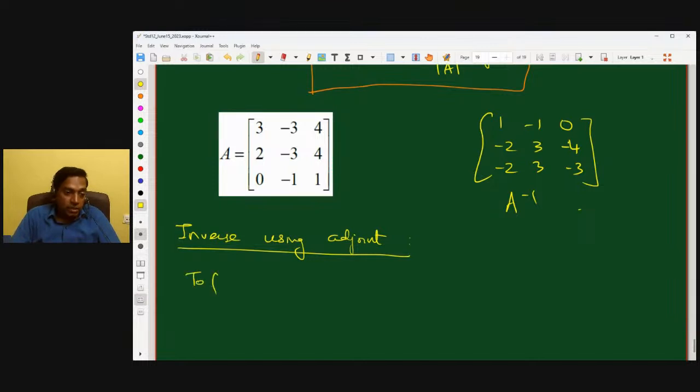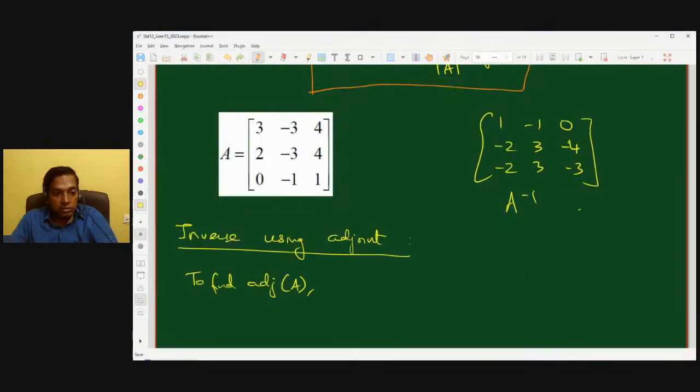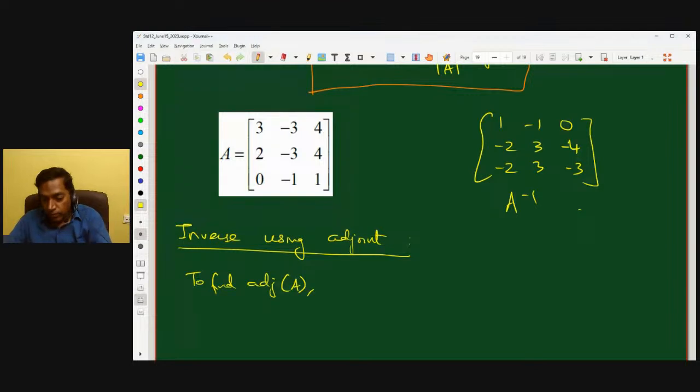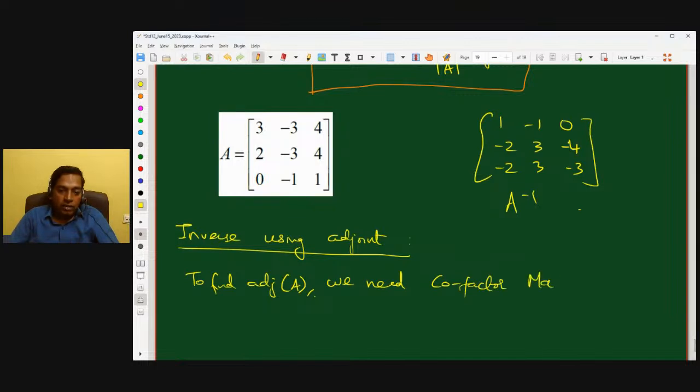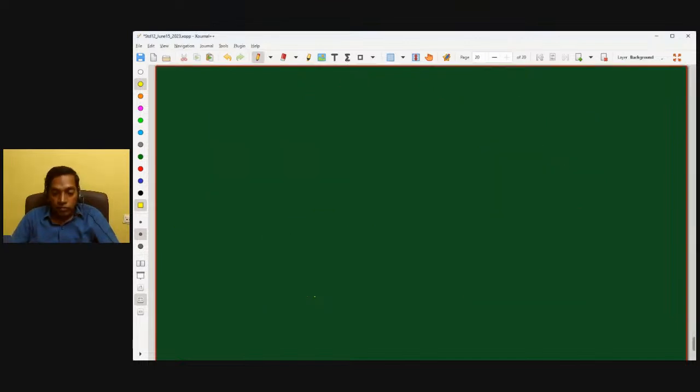To find the adjoint of A, we need the cofactor matrix. Just one second. There's a small glitch. We need the cofactor matrix.